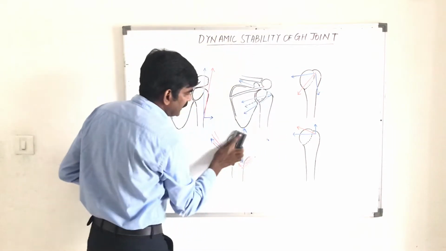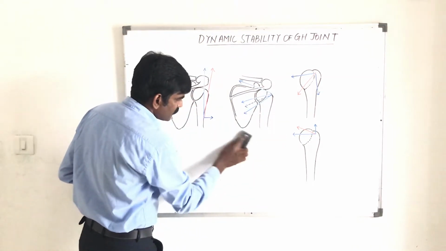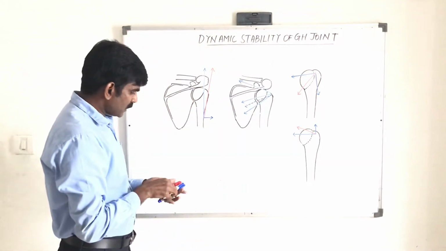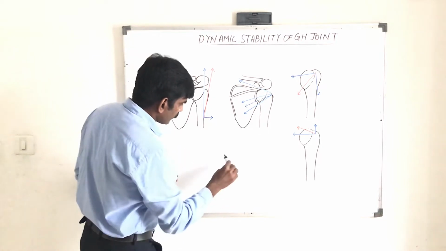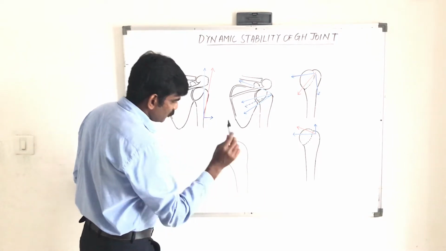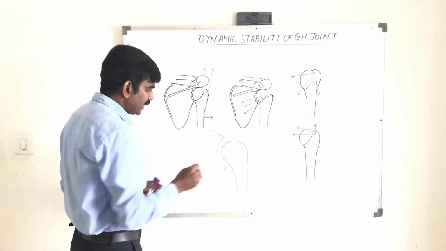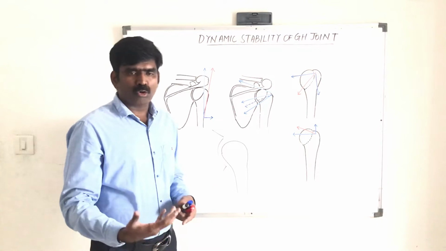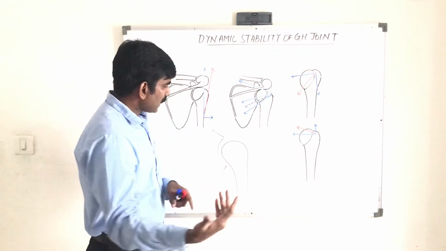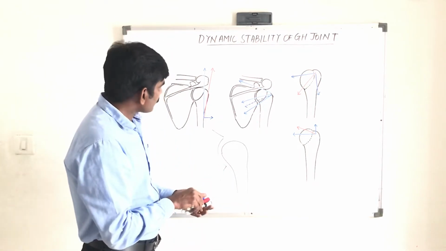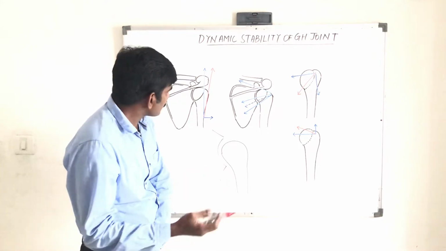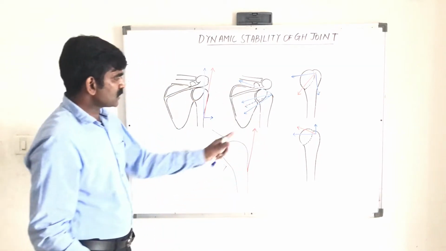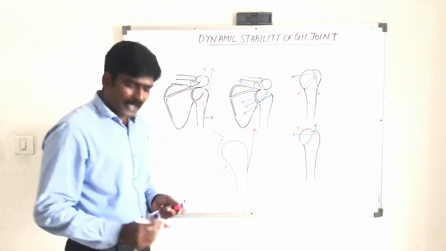Here, if we take the AP view, imagine this is the humerus. Clear? And this is the glenoid cavity. When you see the line of force of the deltoid muscle in the anterior direction, the direction of the resultant force vector will be in this direction. Clear? So this is the resultant force vector of the deltoid muscle.